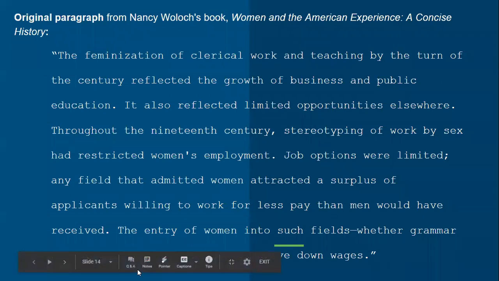Perfect. So are you going to be able to, after reading this one time, put all of that into a paraphrase?